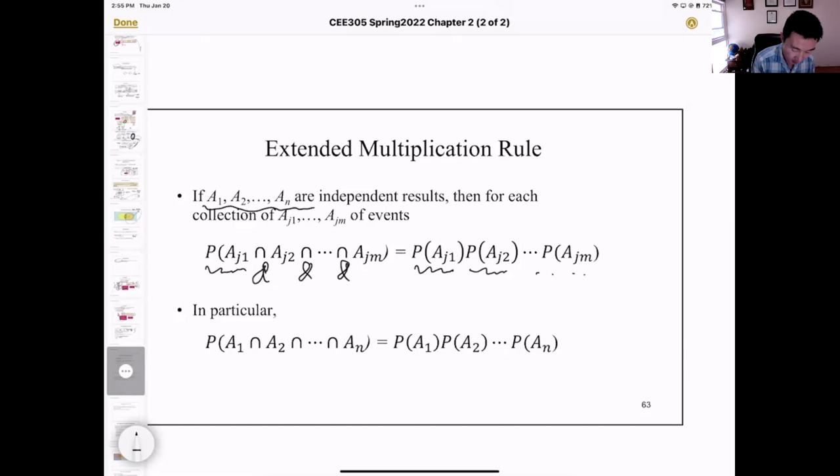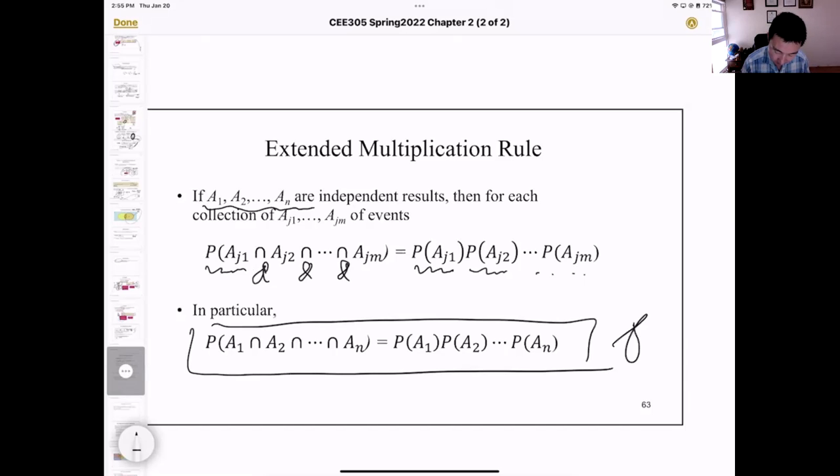And more generally, if n events are independent of each other, this equation holds true: P(A1 and A2 and ... and An) equals the probability of each multiplied together. Such as when we roll a die or toss a coin, they are independent events, so we can use this equation.